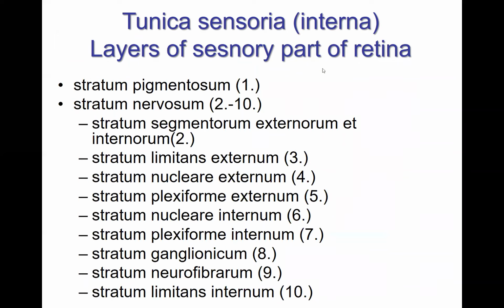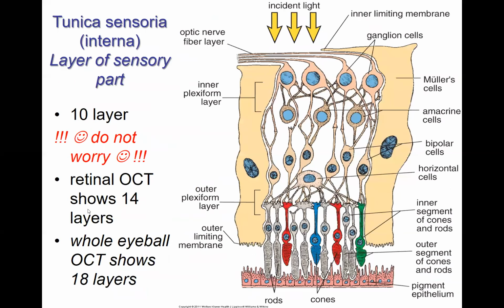You should know their names as they are visible on OCT. Yeah, you can see here that even the OCT shows more layers than are histologically distinguished. As these layers then show some sublayers, the whole eyeball OCT has got 18 visible and described layers.